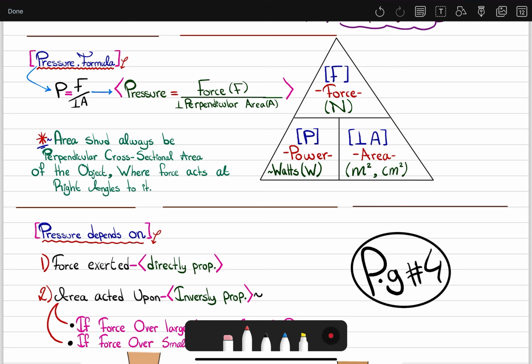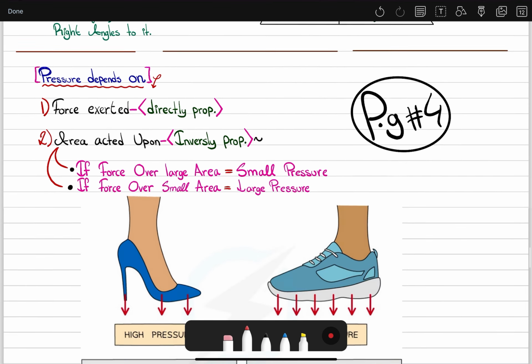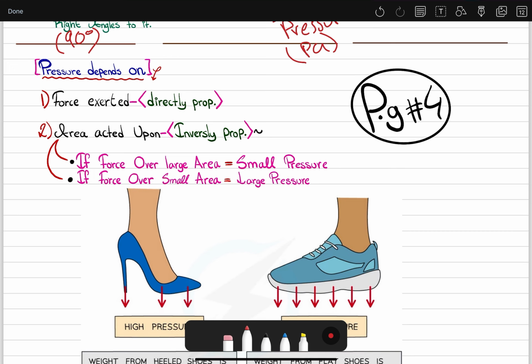Sorry, there's a mistake here. This should be pressure. Pressure is equal to force over perpendicular area. The area should always be the perpendicular cross-sectional area of the object where the force acts at right angles, 90 degrees, to it. Of course, by the formula, we can tell that pressure depends on two main things, force and area.